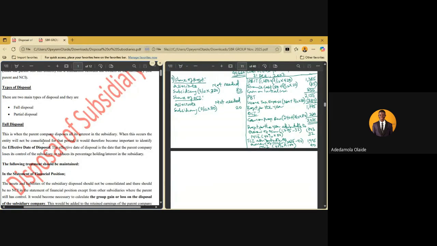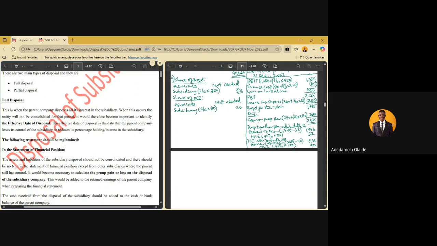Now, where we have full disposal, for the SOPL you will consolidate up to the date of the disposal. If disposal occurs in the middle of the year or the end of the year, then you have to consolidate to the date of disposal. After that period, you don't consolidate again because they don't have control again. But in the statement of financial position, you will not be consolidating the subsidiary because it has been disposed.